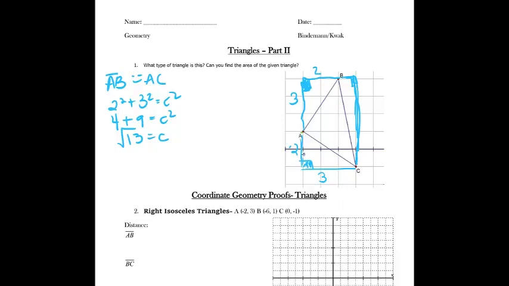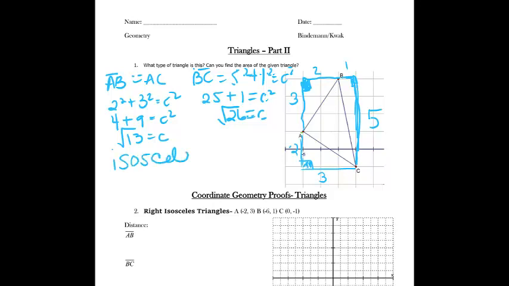This long side I'm seeing is like 5 and 1. So BC is 5 and 1. Not a good time for my pen to be wearing out. 25 and 1 squared is 1. And I'm getting 26, radical 26. These are definitely not the same, but I do have 2 the same, which definitely makes this isosceles.